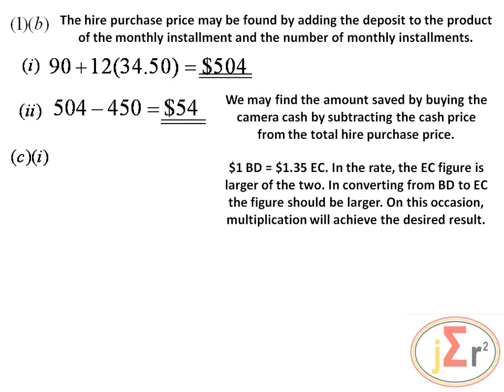That means the relationship is that the figure that we have for the Barbadian currency is $1. The one that we have for the Eastern Caribbean is $1.35. It is larger than this one. If we have a certain amount of money to convert from Barbados to EC, the figure that we should end up with should be larger than the one before. Multiplication will actually achieve this result. So $200 multiplied by 1.35, and the result is $270.